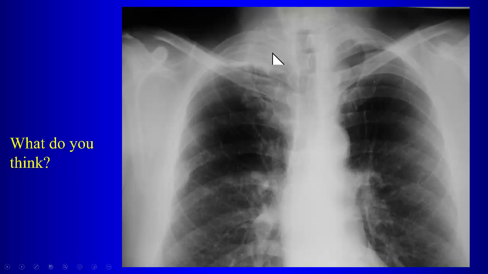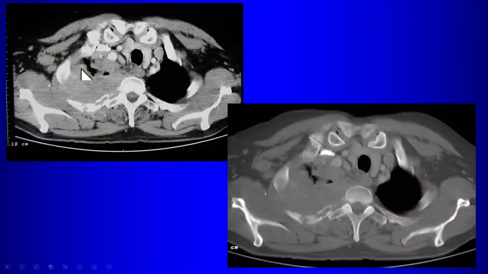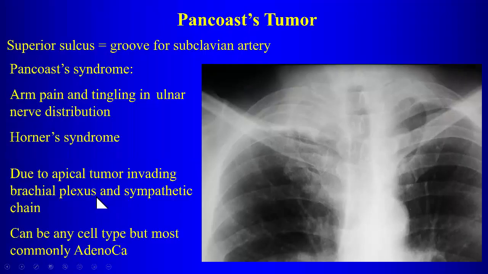What neoplasm? What do we call this? Pancoast tumor. This is Pancoast tumor, okay? So here you have an apical mass, and of course here you have rib destruction, which you couldn't see on the chest radiograph in this particular case. Apical mass with bone destruction, Pancoast tumor, okay?